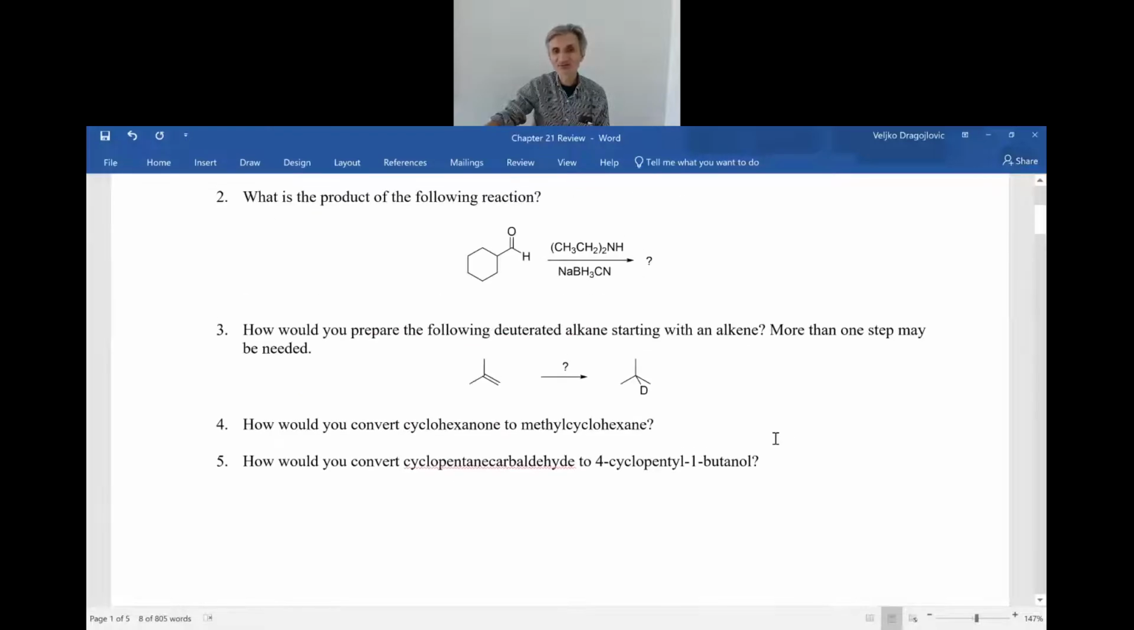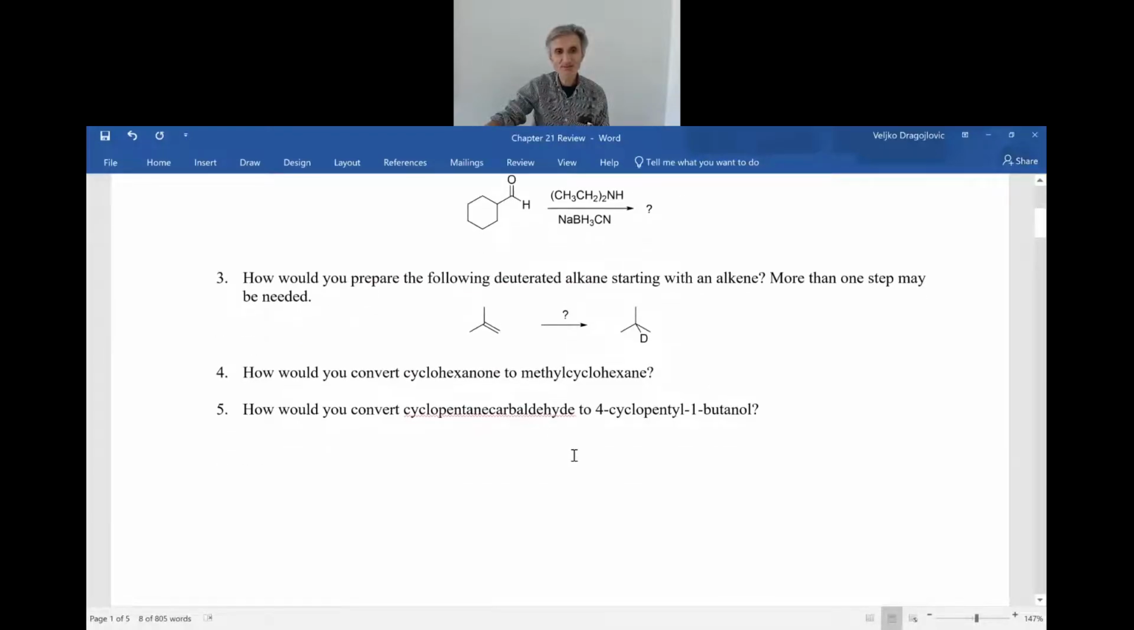Question number 5 also has several solutions. How would you convert cyclopentane carbaldehyde to 4-cyclopentyl-1-butanol?